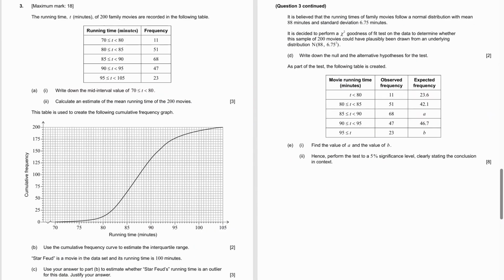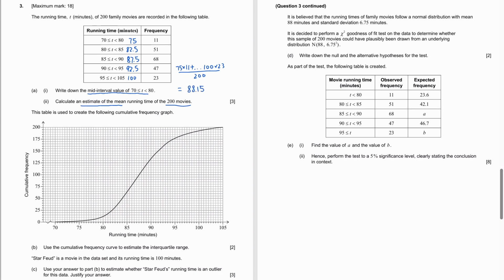Question 3. We are given a grouped frequency table for the running times of 200 movies. To find the mid-interval value of t between 70 and 80, we take the average of 70 and 80, which is 75. To estimate the mean running time for the 200 movies, we find the mid-interval value for each group, multiply each by its frequency, add all the results together, and then divide by the total frequency, which is 200. After calculation, the estimated mean is 88.15.